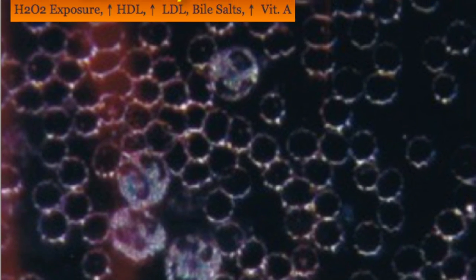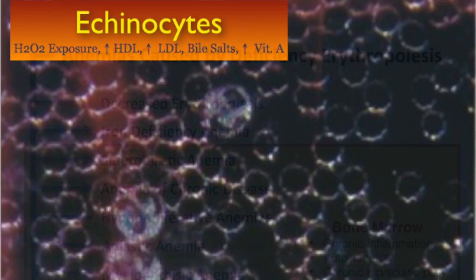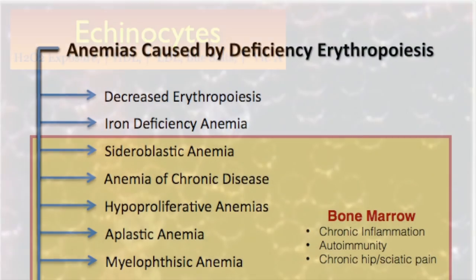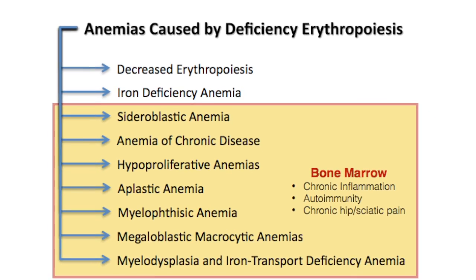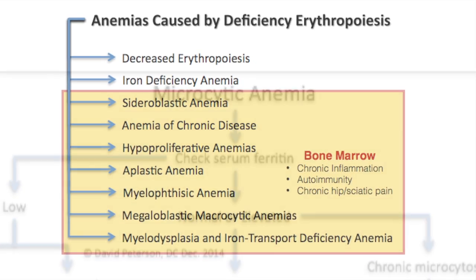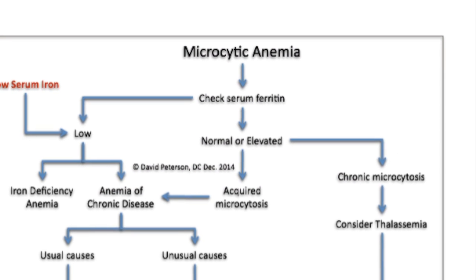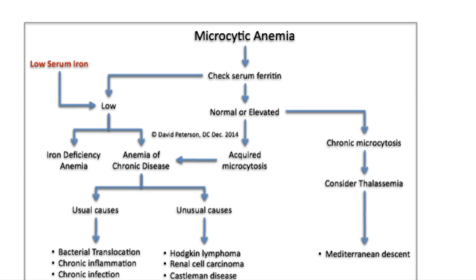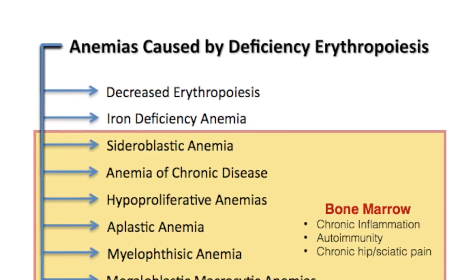The most common of the microcytic anemias is anemia of chronic disease. A determination of the serum ferritin levels is the initial step for all patients with microcytic anemia. A low serum ferritin level is diagnostic of iron deficiency anemia. However, anemia of chronic disease can occur with low serum ferritin.